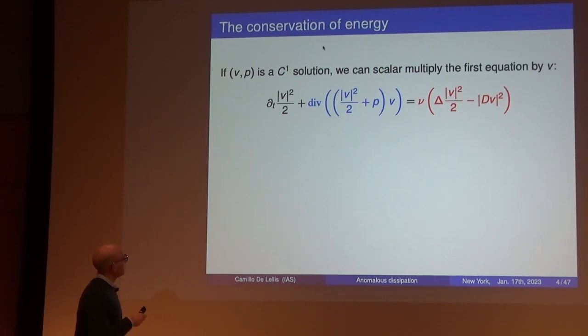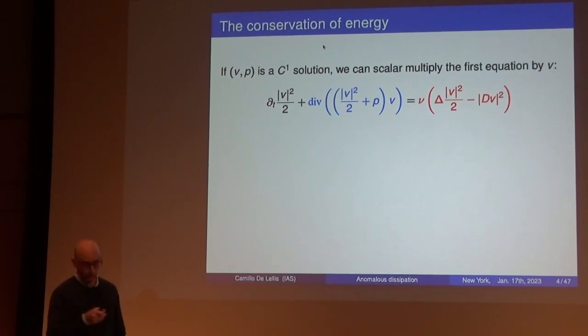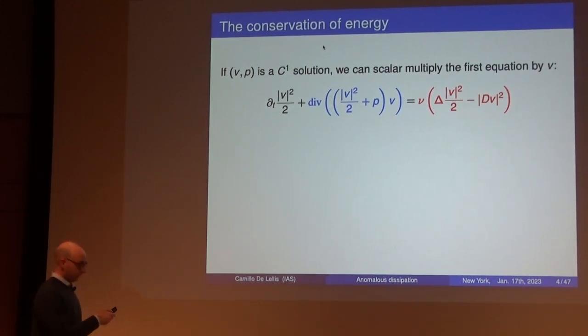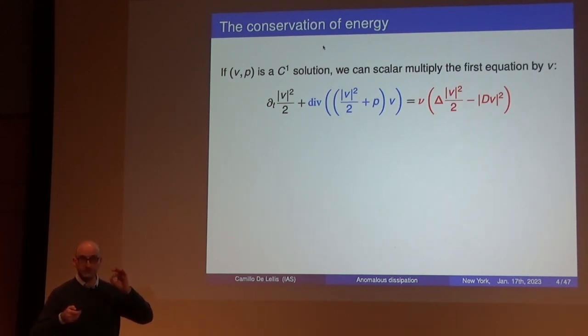So now, if you have a sufficiently regular solution, just one derivative is actually enough, you can scalar multiply the first equation by V itself, and carry on some elementary calculus computations, which I already did for you. So you find that the time derivative of the modulus of V squared divided by 2, which, if you think of it as multiplied by the density, is the kinetic energy density.